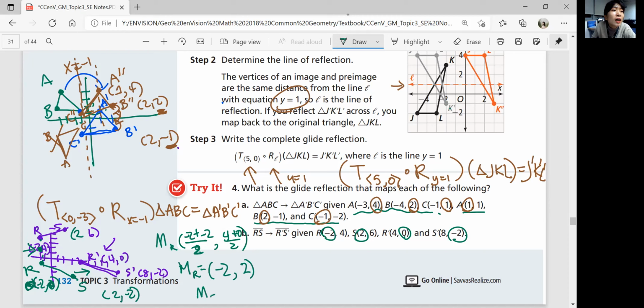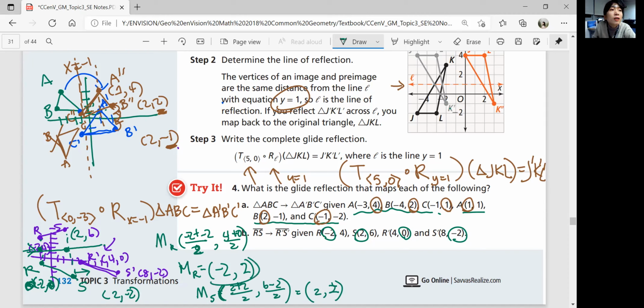Midpoint for S. We're talking about 2, comma 6 and 2, comma -2. We're finding the midpoint so that we find a line of reflection. So then we have 2 plus 2 divided by 2 and 6 plus -2 divided by 2. That's 4 over 2, which is 2, and 6 minus 2 is 4 over 2, so that's 2, right? So we have 2, comma 2.